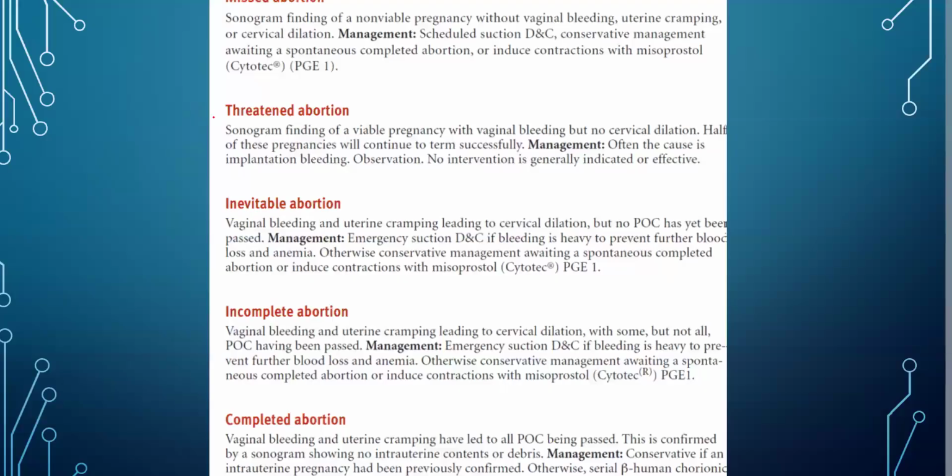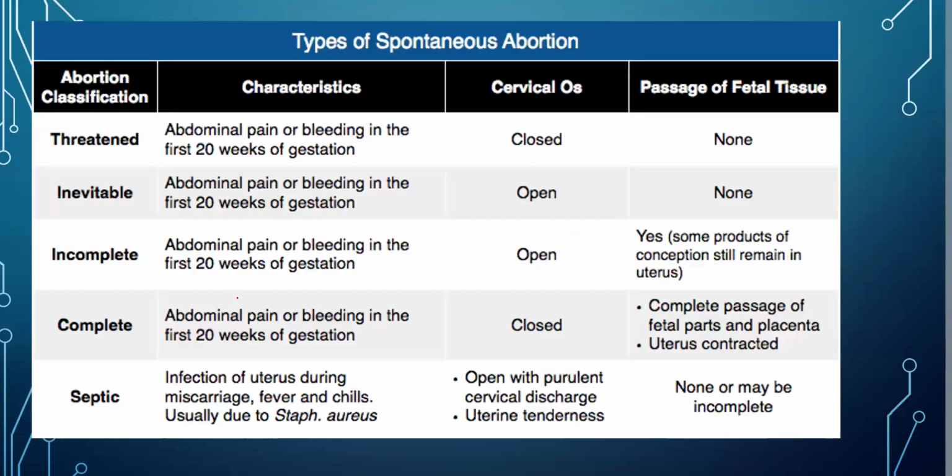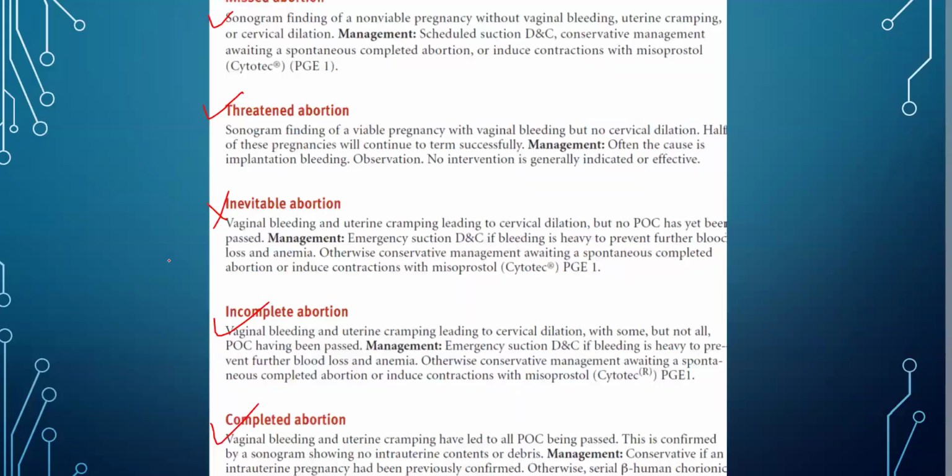The important ones for your exam are threatened miscarriage, incomplete and complete miscarriage. Inevitable doesn't come in exam, and you can remember about missed abortion, that's fine, but mainly threatened, incomplete, and complete come in exam. So how to differentiate between all of these miscarriages?